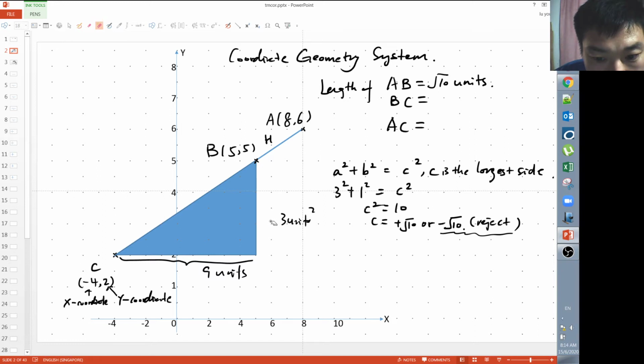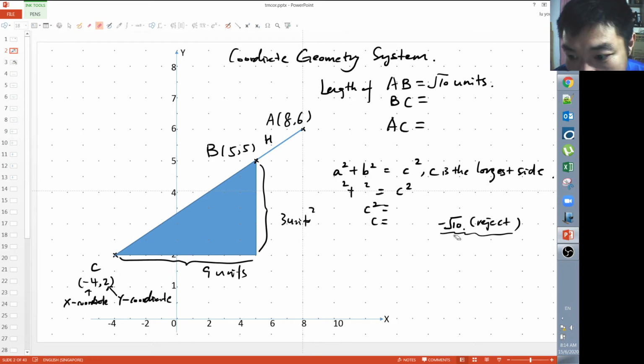Alright, so this is 3 units. So plug in the numbers. Okay, plug in the numbers, what do you get? Let me just make use of the Pythagoras theorem once again.